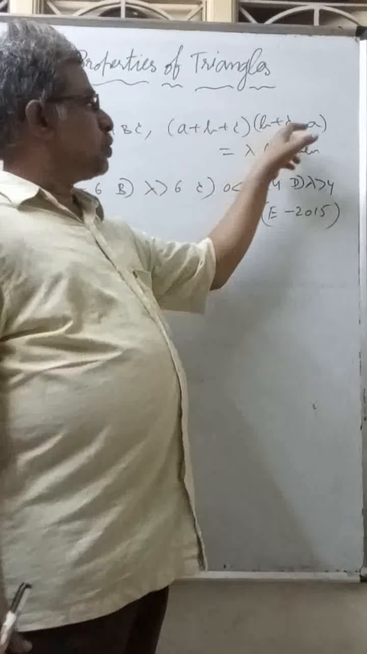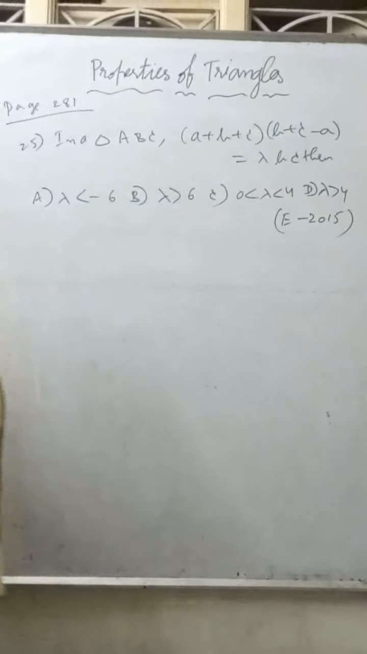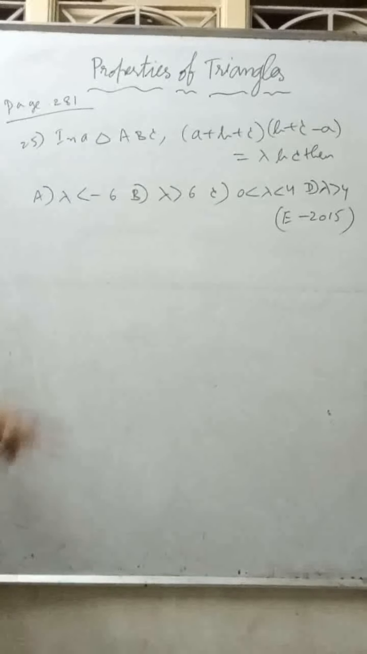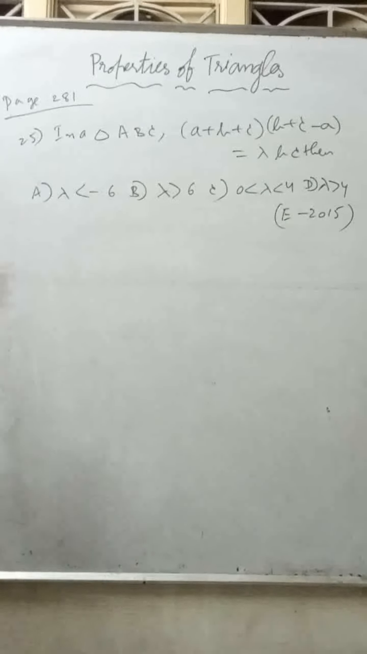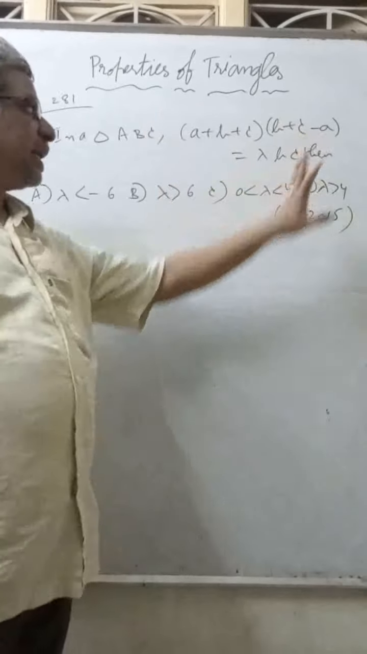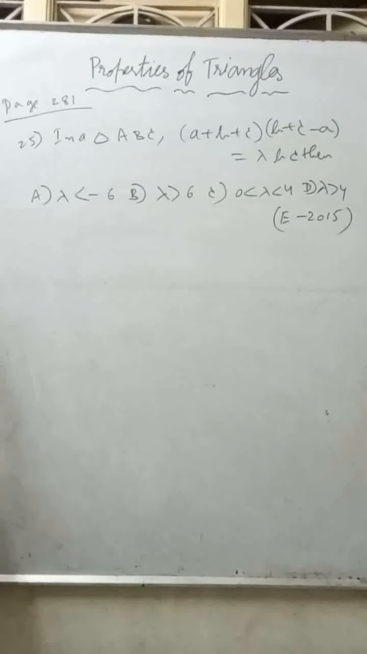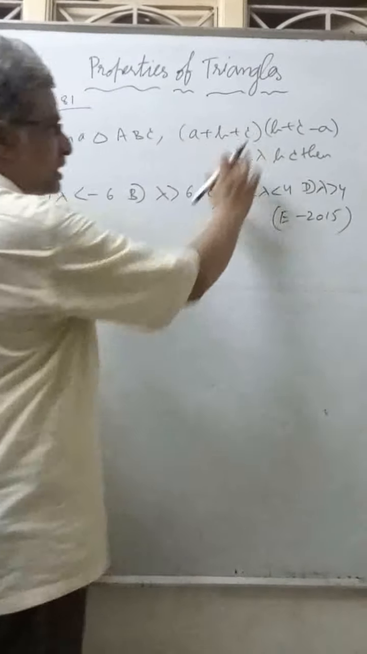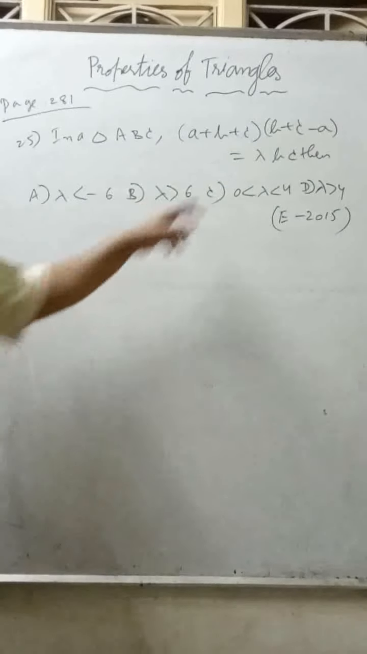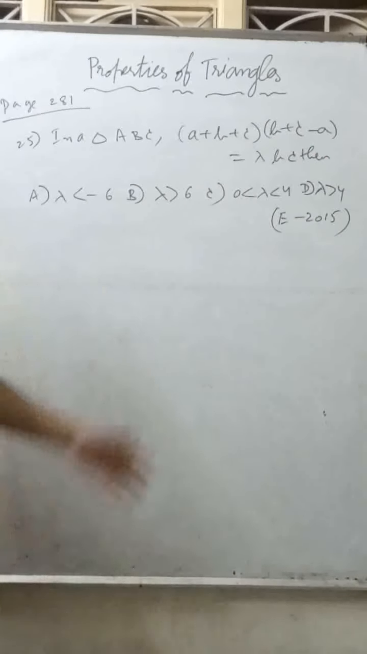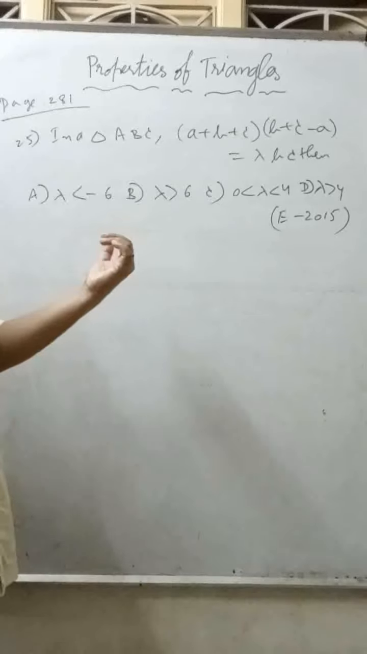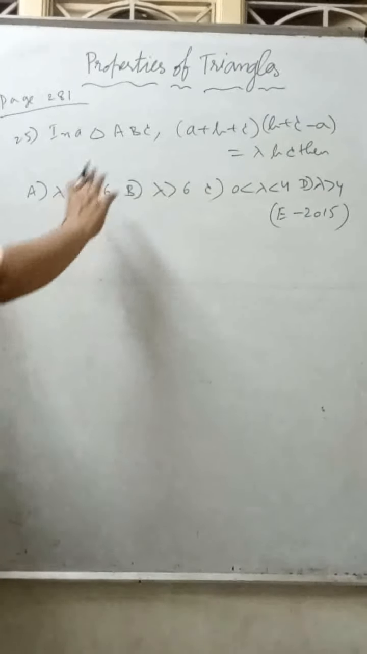A plus B plus C into B plus C minus A equal to lambda BC. Then he is asking about lambda value. There are two ways of doing this. One is just expanding 100%. Another way is, A plus B plus C is 2s I can write, B plus C is 2s minus A I can write. Simplifying, I will get cos theta formula. So I am going for that.